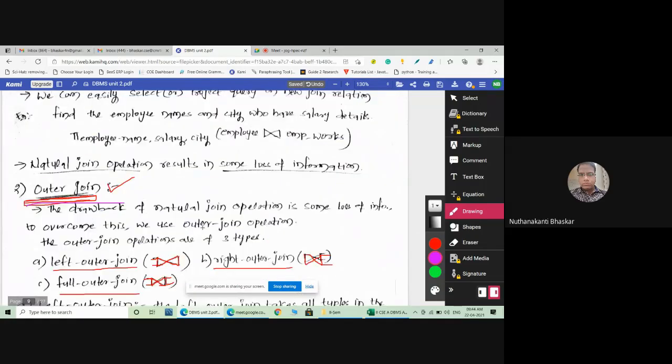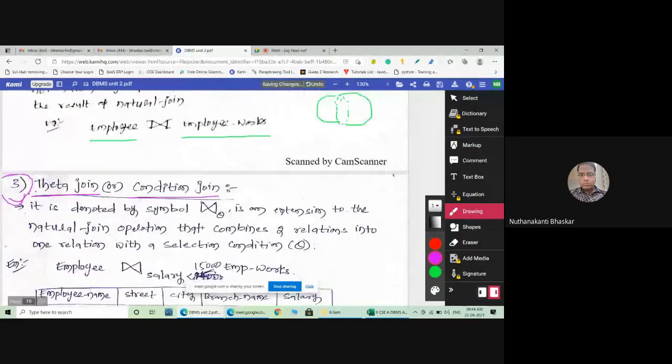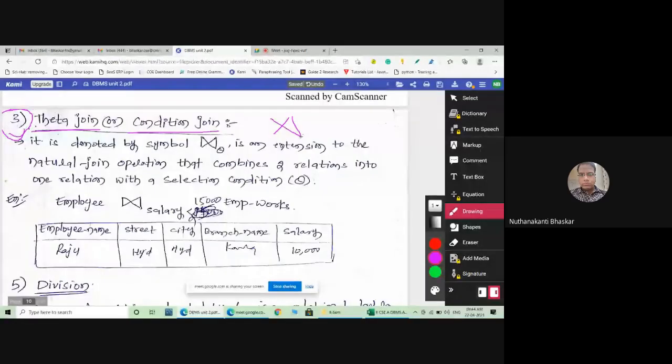The representation of theta join is like this. It is the same join operation, but here we have to write the condition. That is exactly what theta is. This theta means the condition, and we have to represent a condition. Now, how to write the question? All of you write the question, please. Display the employee city and salary.